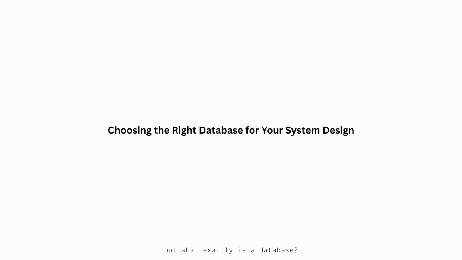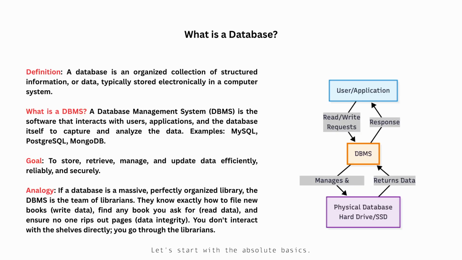Every single application you use, from social media to banking to gaming, has a database working tirelessly behind the scenes. But what exactly is a database and how to choose the right one? This kind of isn't a one size fits all problem. The choice of a database is one of the most critical decisions in system design, impacting your application's speed, reliability, and ability to scale. Let's start with the absolute basics.